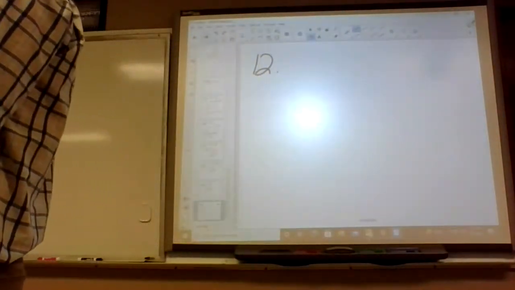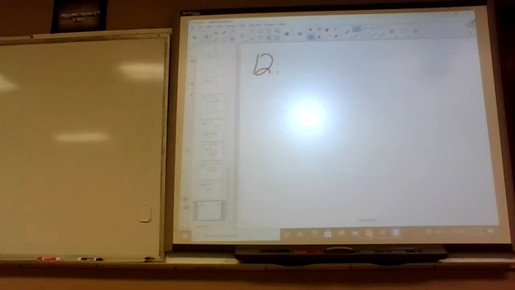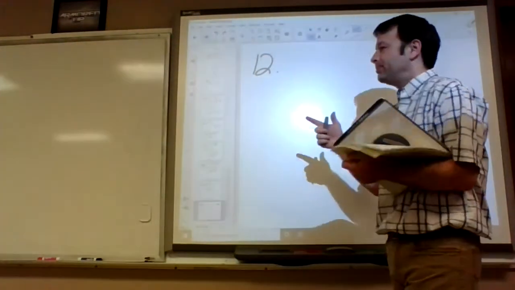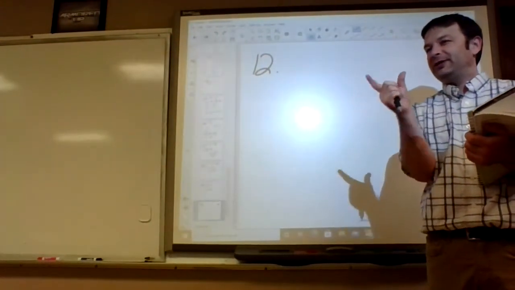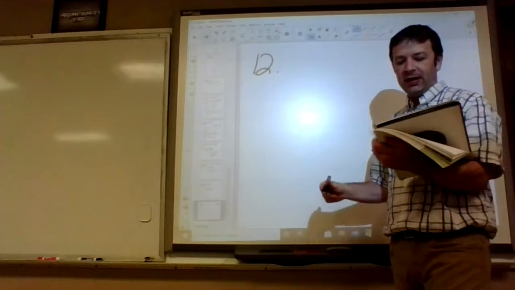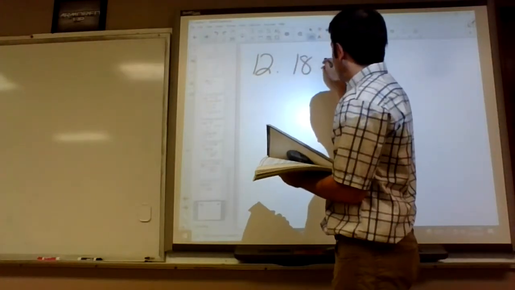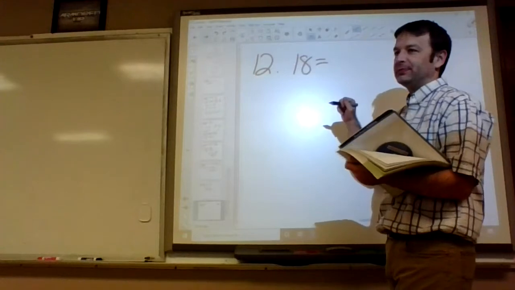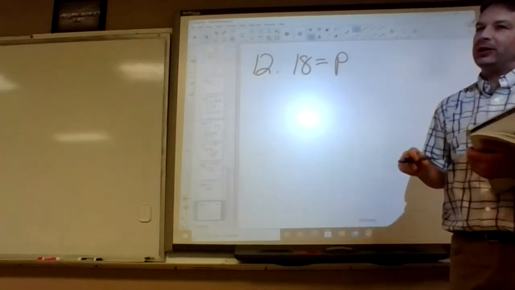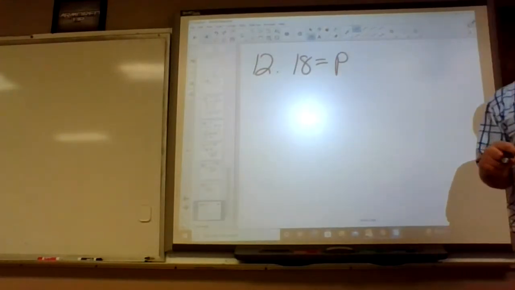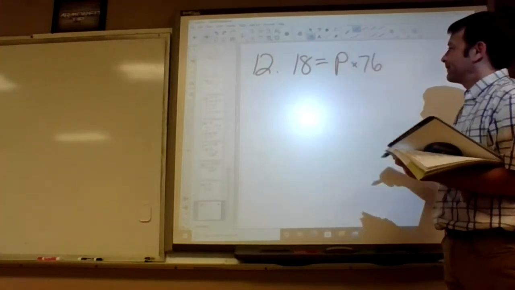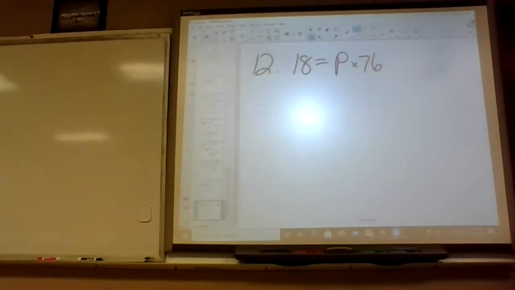So what does that mean? We got to change our answer to a percent. It's gonna work out kind of like the last problem, but we'll probably get a decimal answer, and we got to change that to a percent, and then we're done. All right, number 12. 18 equals what percent of 76? I'm gonna put an n, and a p to remind me that I'm supposed to change my answer to a percent. So p times 76. Okay, how do I solve that for p?